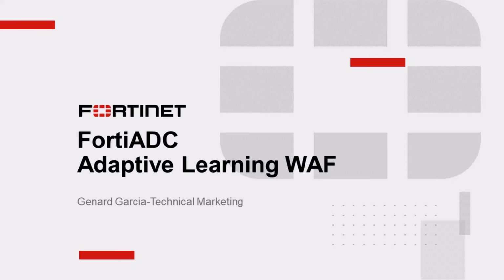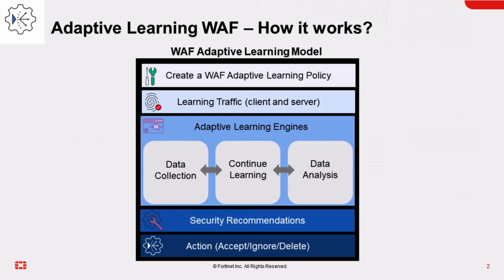The Adaptive Learning Engine in FortiADC provides insights for WAF policy configuration by analyzing datasets generated from incoming traffic. It uses statistics and data from client and server traffic to continuously learn, analyze, and offer recommendations for WAF policy to protect applications. As an ideal complement to the FortiADC solution, which provides load balancing, optimization, and acceleration of traffic, the Adaptive Learning WAF also enhances security. Recommendations from the Adaptive Learning WAF can be accepted, ignored, or deleted.